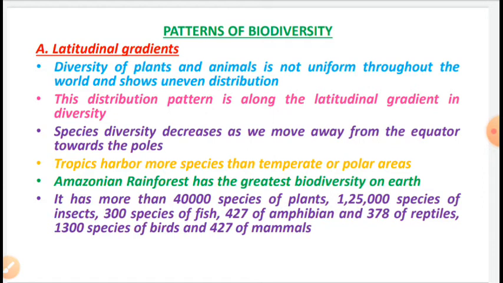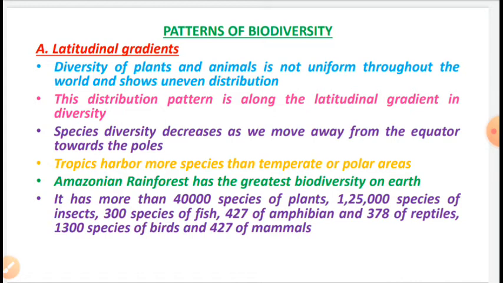We also know about the biological organization of biodiversity. It means genetic diversity, species diversity and ecological diversity. If we study this biodiversity in detail, we should also have an idea about patterns of biodiversity. Basically, there are two patterns: latitudinal gradients and species area relationship. First of all, let's discuss latitudinal gradients.